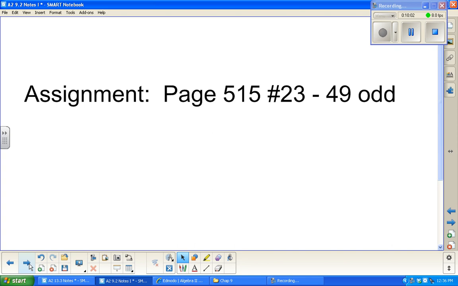So that was a little intro. Again, there's quite a bit more to this. We're going to spread it out over a couple days. So the assignment for this portion will be page 515, numbers 23 through 49 odd. And pay close attention to switching back and forth. Make sure you're clear on what goes where. And I really think if you start with the base first and kind of get that one out of the way, it really helps to keep things organized. So that is 9.2, day 1.